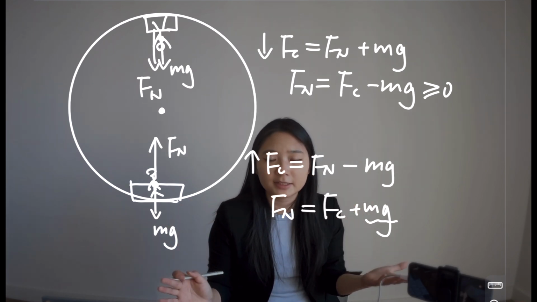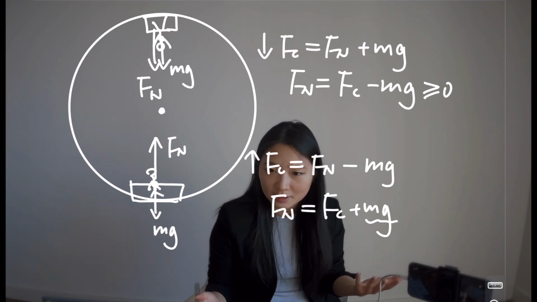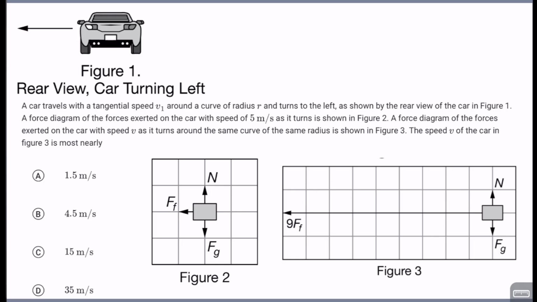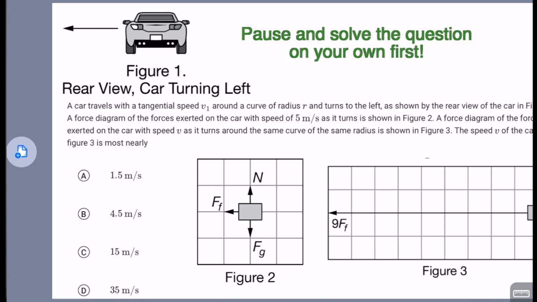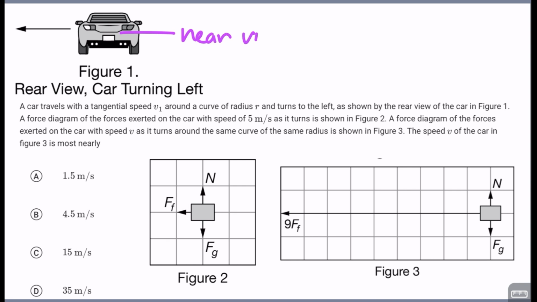So now I've explained all types of circular motion problems that might be tested on AP Physics 1. Question number 1. We have figure 1, figure 2, and figure 3. A car travels with a tangential speed v1 around the curve of radius r and turns to the left as shown by the rear view of the car. So this is the rear view of the car, and assume that it goes straight forward, and then it's making a left turn. So it's moving along the circular path by turning to the left consistently.